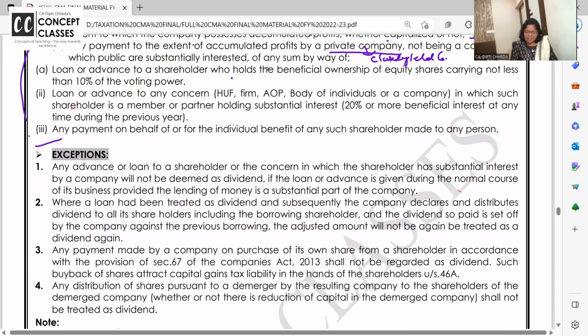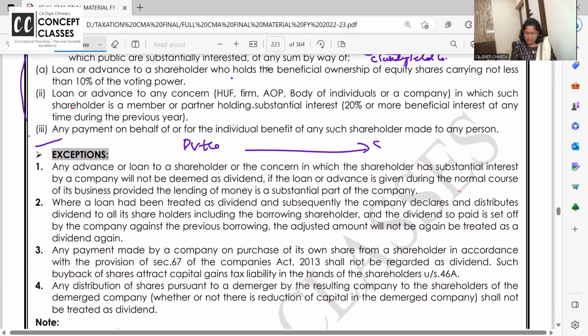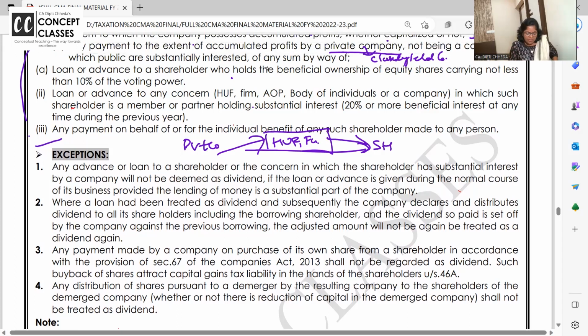Or loan and advance is given to a third party. ये देखो, प्राइवेट कंपनी या तो शेयर होल्डर को डायरेक्ट दे रहे हैं या प्राइवेट कंपनी कोई थर्ड पार्टी को लोन दे रही है, एचयूएफ है, पार्टनरशिप फॉर्म है, and where the main beneficiary is shareholder, in which shareholder is a member with substantial interest, more than 20% beneficial ownership. So private company gave loan to HUF. In HUF, the karta is only having 60% or more of the loan money. Okay, right. Then it is taxable as deemed dividend.